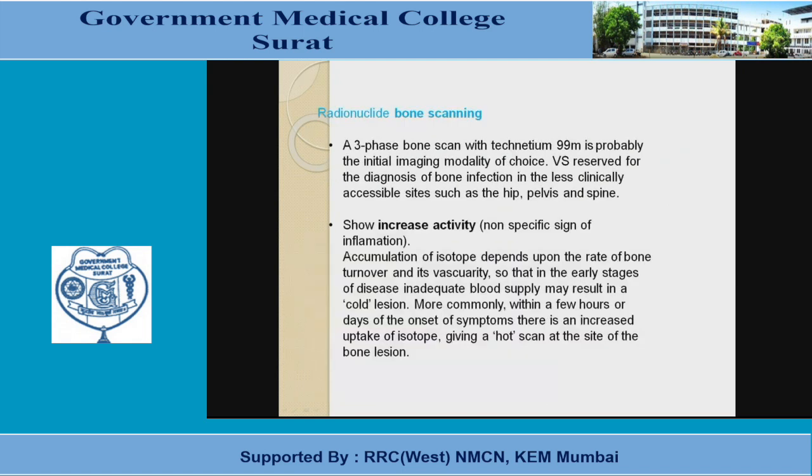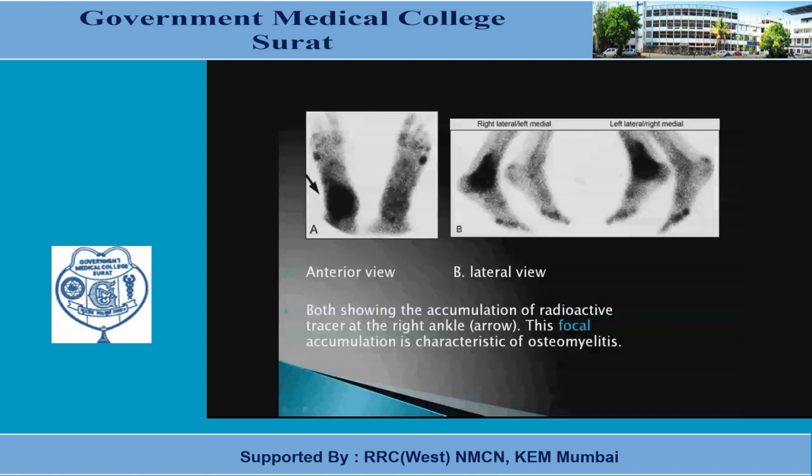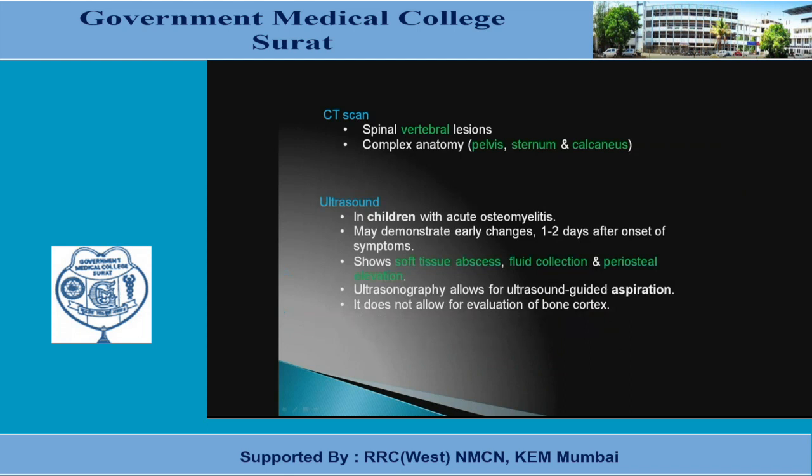Radionuclide bone scanning shows increased activity, so it can help in diagnosis. These are examples of radionuclide scans. Other one is CT scan. It can be used in complex anatomy, meaning complex locations like pelvis, sternum, calcaneus, or spinal vertebral lesions. USG can help in diagnosis of a subperiosteal collection, but it cannot differentiate between hematoma and pus. It is also helpful for USG guided aspiration if we are sending for culture.